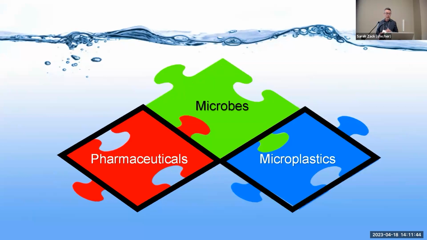The last piece of the puzzle then is the connection between the pharmaceuticals and microplastics. So I've already explained to you that both pharmaceuticals and microplastics are present in domestic wastewater. They can make their way through treatment plants and they're not completely removed.